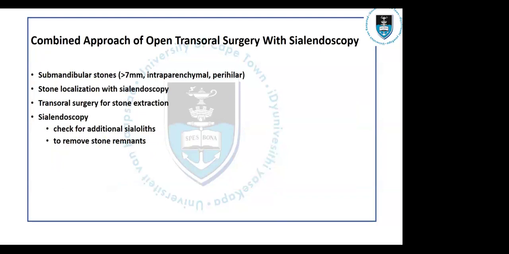Larger submandibular stones, that is those usually more than 7 millimeters, as well as those that are difficult to access with sialendoscopy alone, such as intraparenchymal and perihilar stones, can be removed using a combined approach, pairing sialendoscopy and transoral stone removal. This technique involves the use of the sialendoscope to localize the sialolith before performing transoral surgery for stone extraction. Sialendoscopy can again be performed after stone removal to check for additional sialoliths and to remove stone remnants.